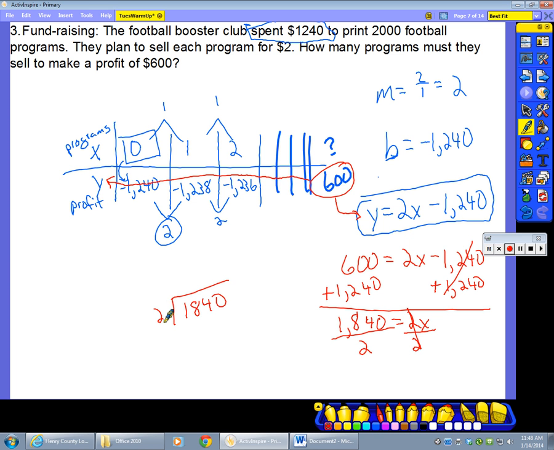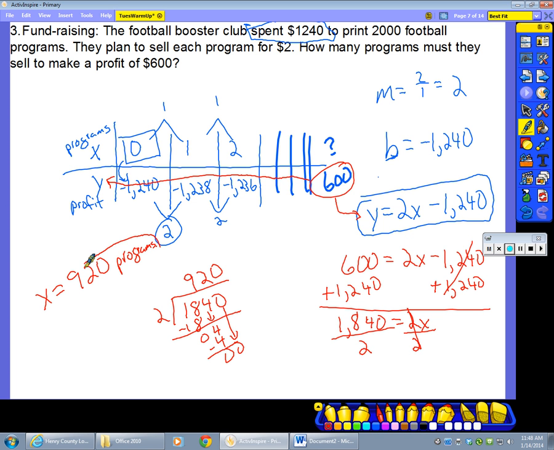1,840 divided by 2. 2 will go into 18 9 times. Bring down my 4. 2 will go into 4 2 times. 2 times 2 is 4. Bring down my 0. 2 will go into 0 0 times. So my final answer is x equals 920 programs. So that's how many programs they have to sell.